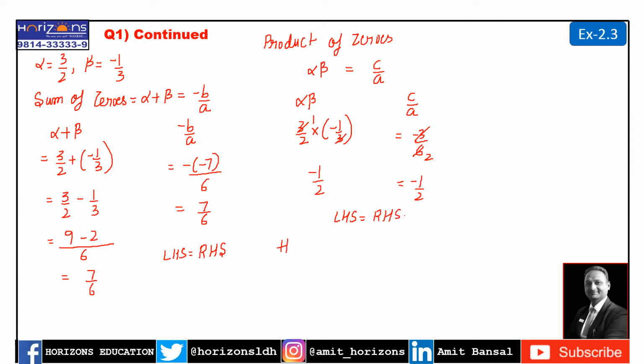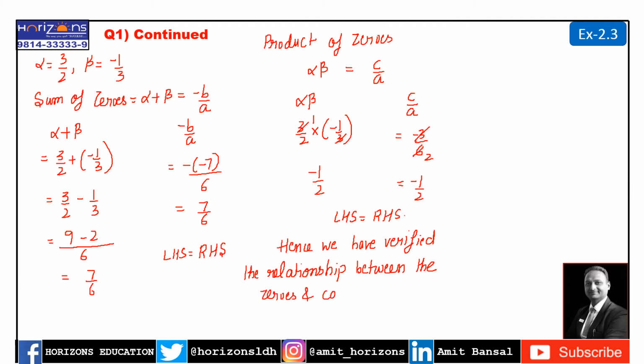So hence, we have verified. What have we verified? The relationship between the zeros and the coefficients of the polynomial, right? I hope you would have understood it.